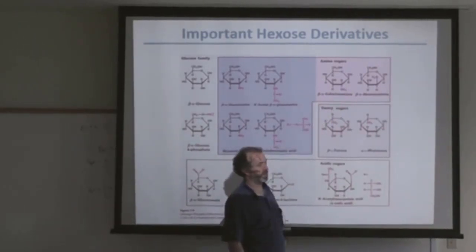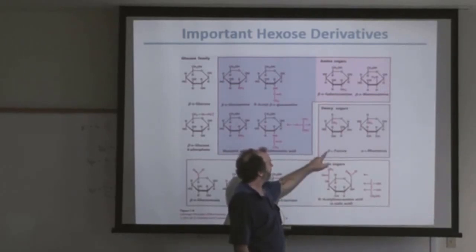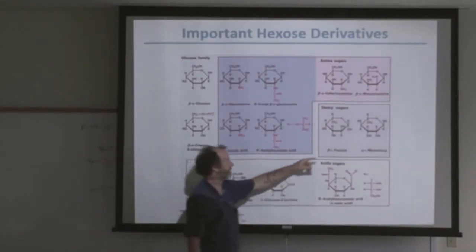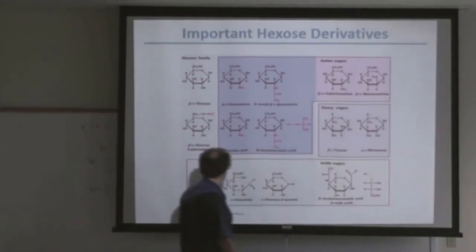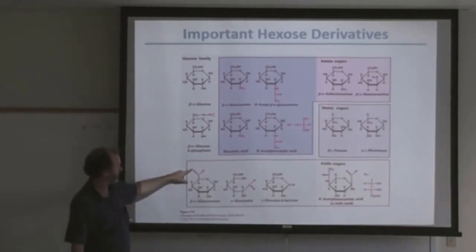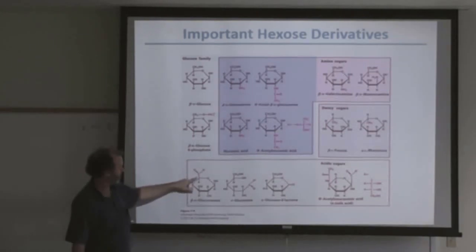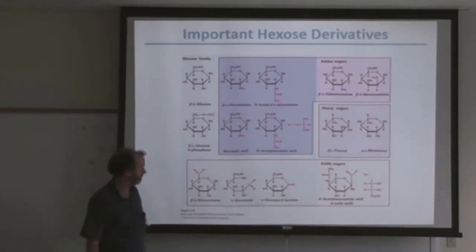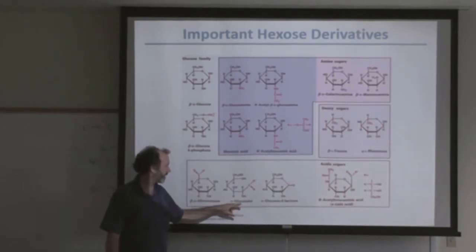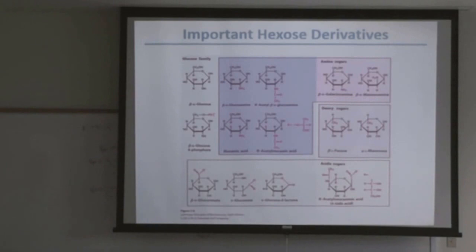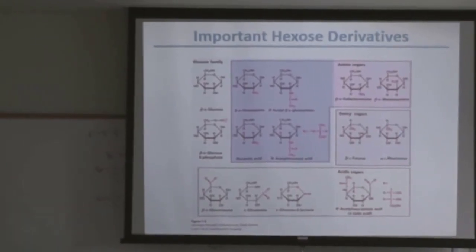Deoxy sugars are lacking one of the alcohols. L-fucose or alpha-L-rhamnose are deoxy sugars. If you notice, they're lacking oxygen on their number 6 carbon. Deoxyribose in DNA is lacking an oxygen on the sugar also. Beta-D-glucuronate means it's been oxidized and you have a carboxylic acid. D-gluconate is oxidized again, and then D-glucono-gamma-lactone, so you're forming a lactone there between the two.